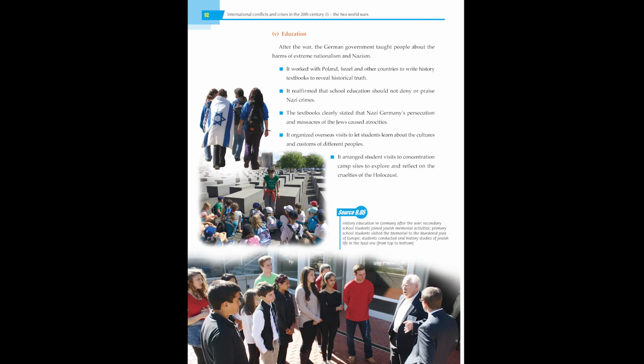5. Education. After the war, the German government taught people about the harms of extreme nationalism and Nazism. It worked with Poland, Israel, and other countries to write history textbooks to reveal historical truth. It reaffirmed that school education should not deny or praise Nazi crimes. The textbooks clearly stated that Nazi Germany's persecution and massacres of the Jews caused atrocities. It organized overseas visits to let students learn about the cultures and customs of different peoples. It arranged student visits to concentration camp sites to explore and reflect on the cruelties of the Holocaust.